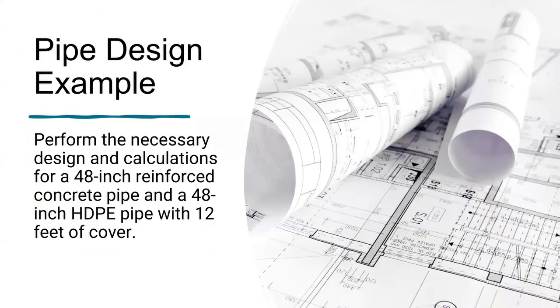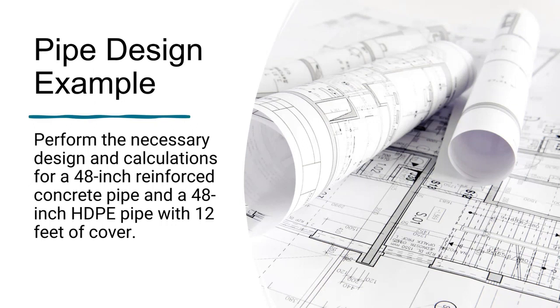Okay, so to address this hypothetical situation where we are the design engineer and they're asking us if they can swap out RCP for HDPE, we need to look at a pipe design example. We're going to need to design both pipes to see if they are compatible or comparable and see if we can install them the same way. So our pipe design example is this. We need to perform the necessary design and calculations for a 48-inch reinforced concrete pipe and a 48-inch HDPE pipe with, let's call it, 12 feet of cover. So we're going to have 12 feet of cover on top of this thing.